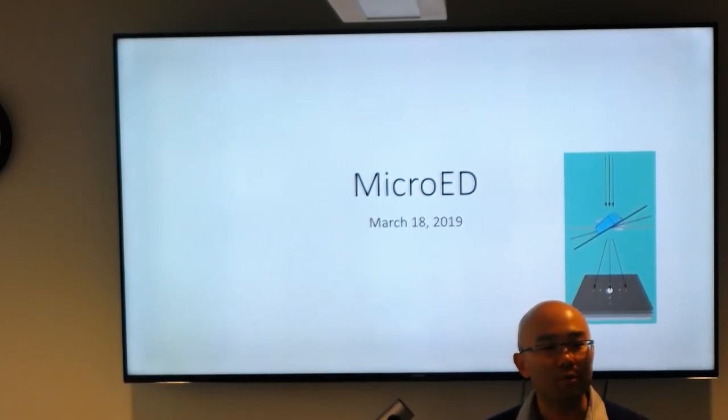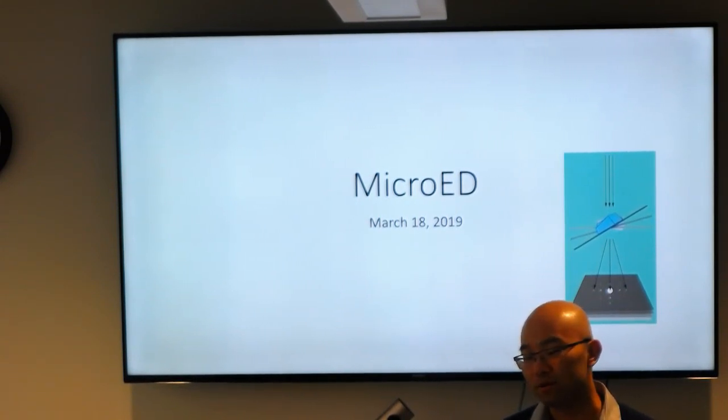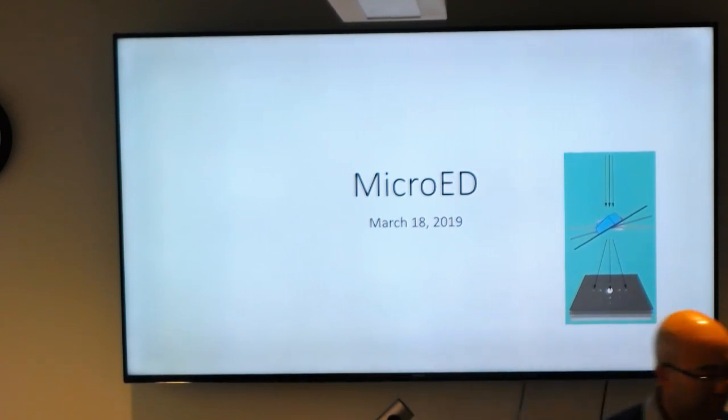MicroED has gained a lot of popularity in the past few weeks and months because of its extended applications, in particular looking at small molecules. The highest resolution structure from EM is coming from a peptide solved by MicroED, and that's sub-angstrom. I don't think it's published, but it should be around 0.7 angstroms.